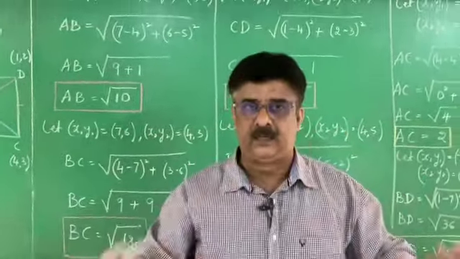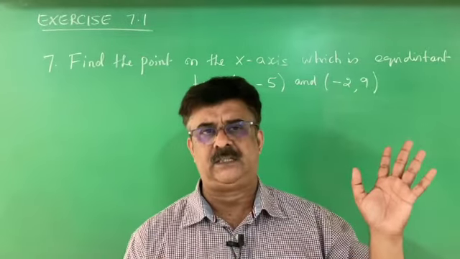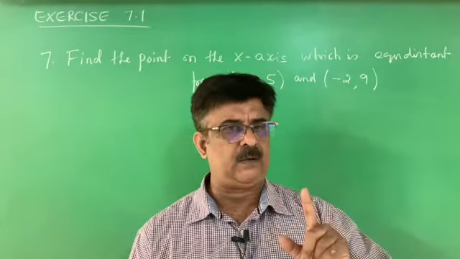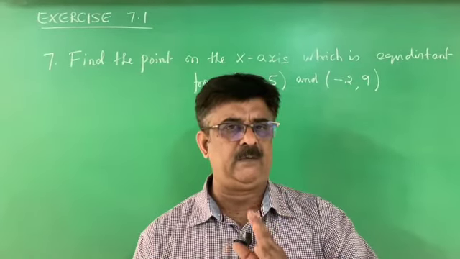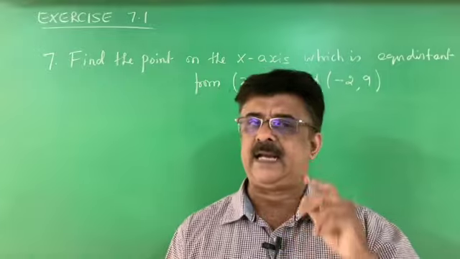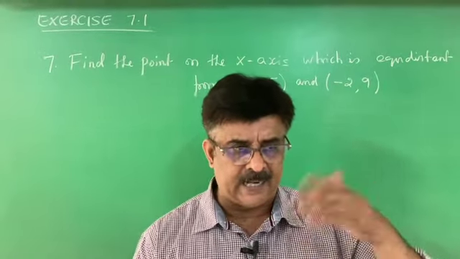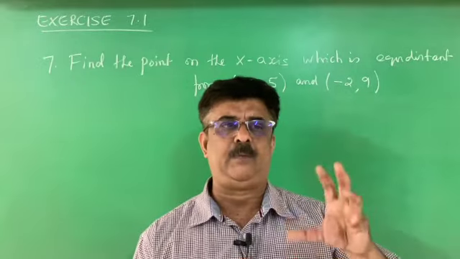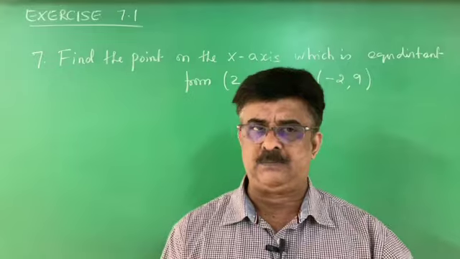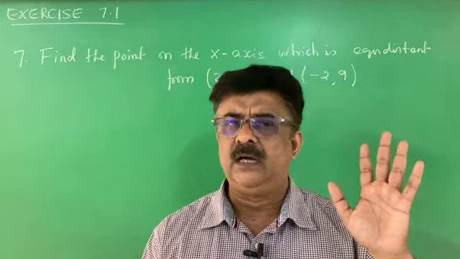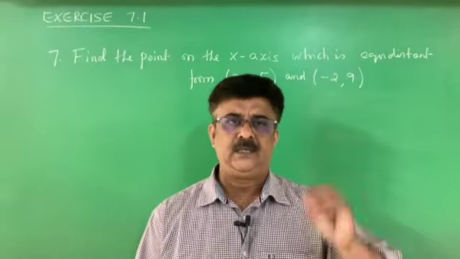In exercise 7.1, all problems are based on the distance formula. The distance formula is D is equal to the square root of (x2 minus x1) whole square plus (y2 minus y1) whole square. All problems are understanding type of problems. They ask you to reason out some of the properties of the geometrical structures. I solved 6 problems. All problems are based on the distance formula only, and you have to practice.